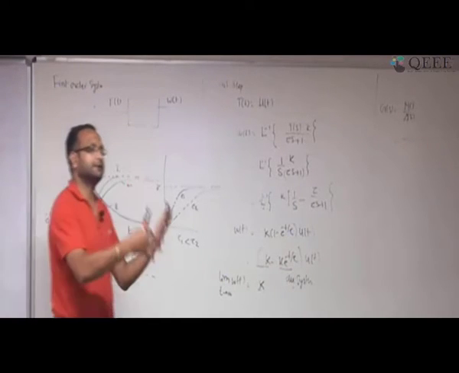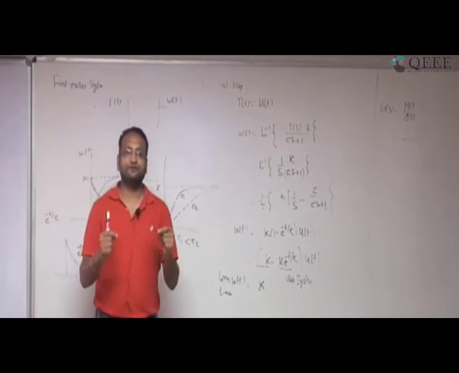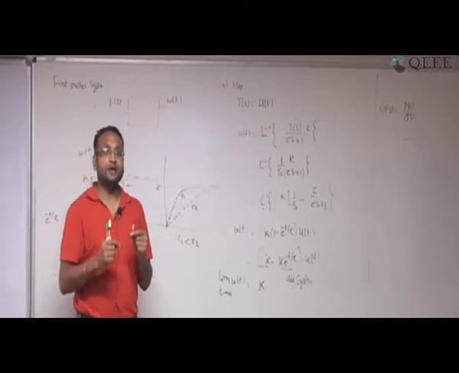And if you look at the example of your electrical circuit that I talked about, your transfer function is 1 by RCs plus 1. So what is the tau there? RC.